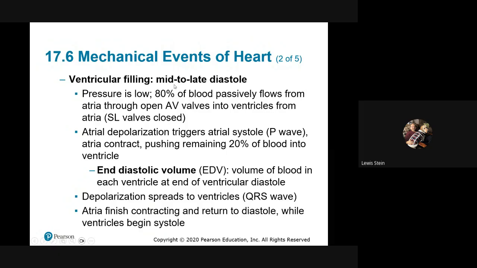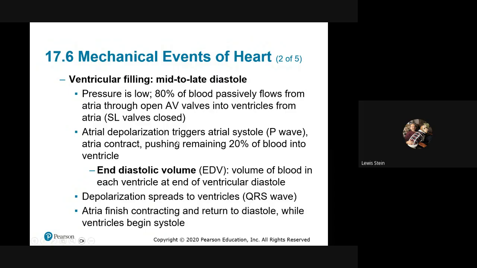So we start with what happens as the heart is relaxed. Pressure's low, 80% of the blood is flowing in. At that point, the aortic and pulmonic semilunar valves are closed. The atrioventricular valves, right and left, are open, and the heart's filling passively. It's coming back to the heart, goes right from the atria to the ventricles.